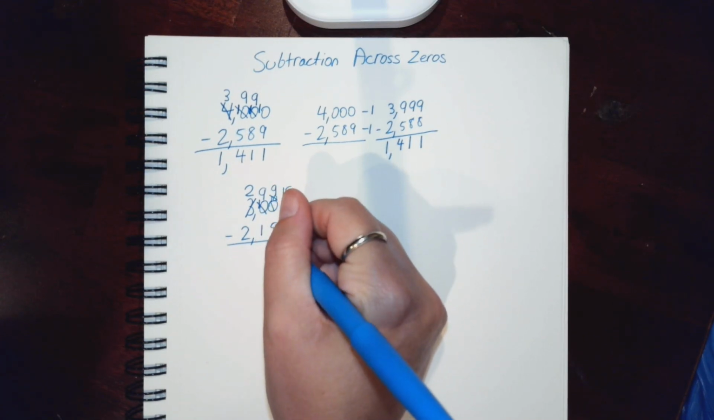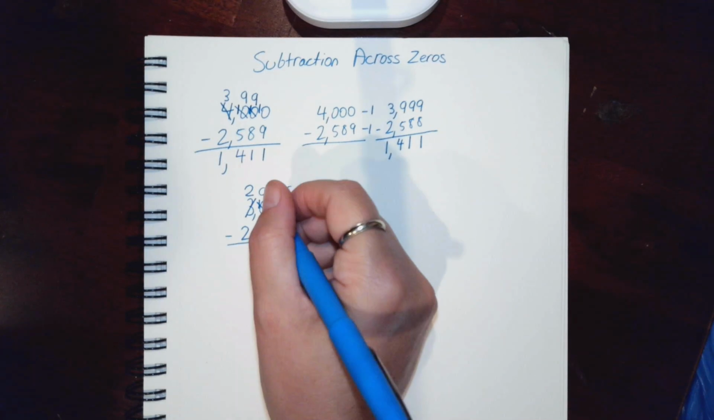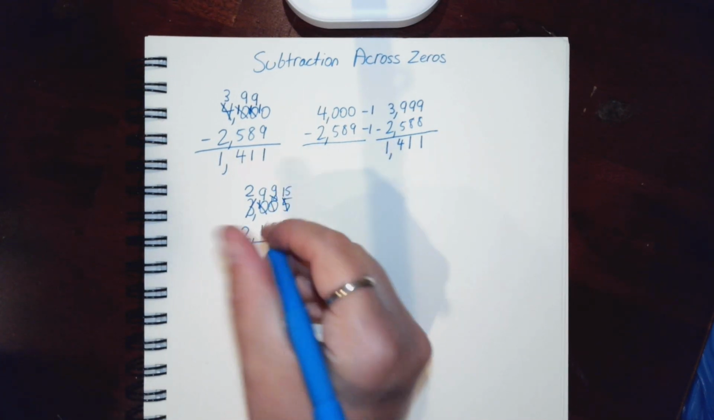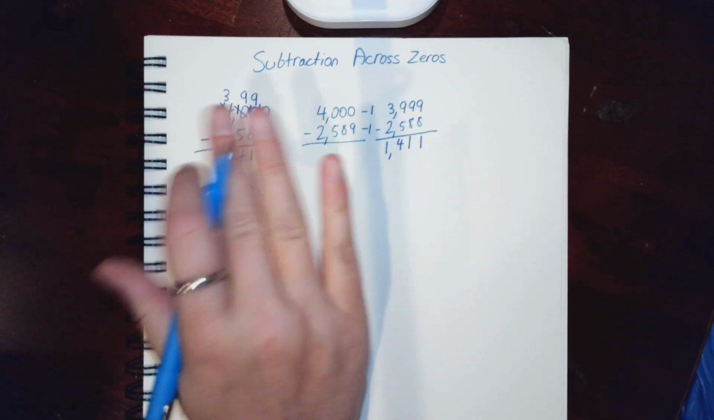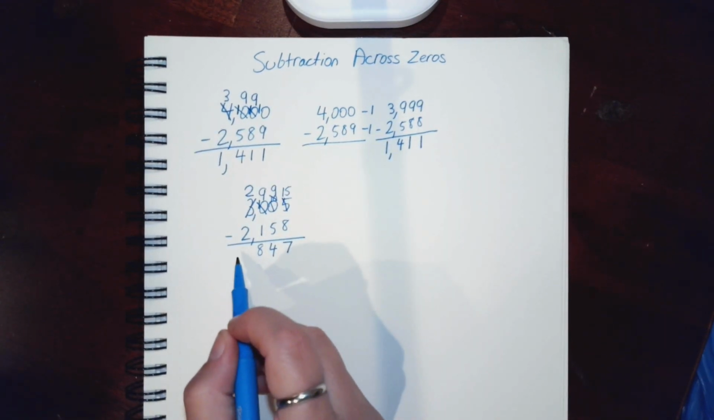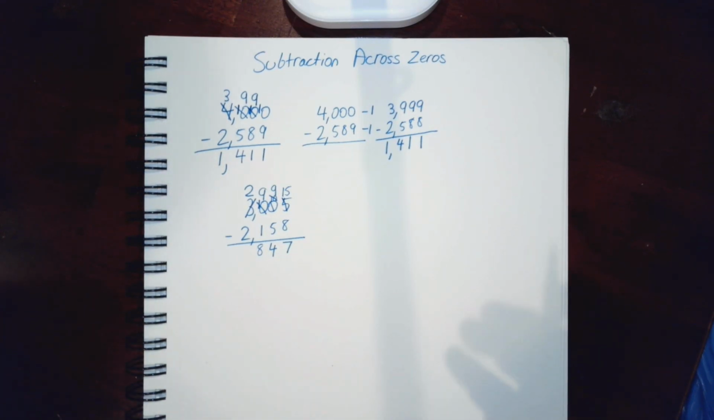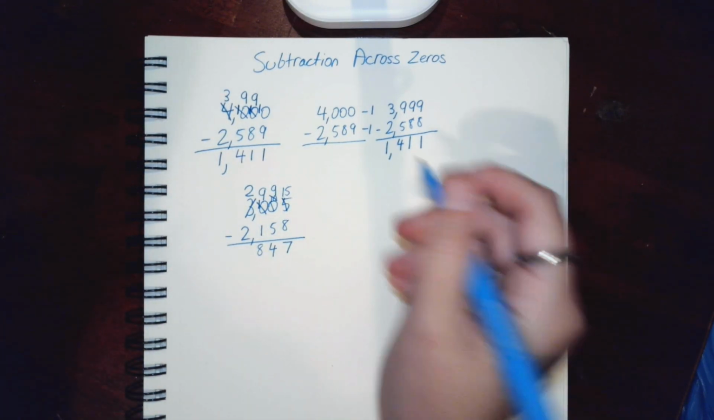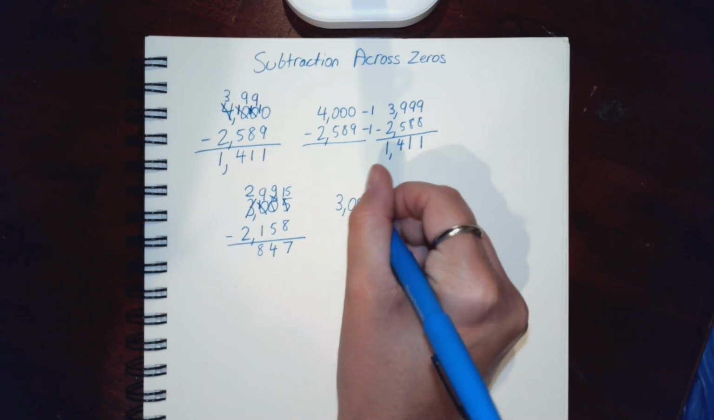9 tens minus 5 tens is 4 tens. 9 hundreds minus 100 is 8 hundreds. Oh, and I don't have any thousands. Don't forget, we don't put a 0 in front of a whole number, so I just leave that blank, and I have 847. Again, remember we did this with compensation also, so I'm going to rewrite the problem.